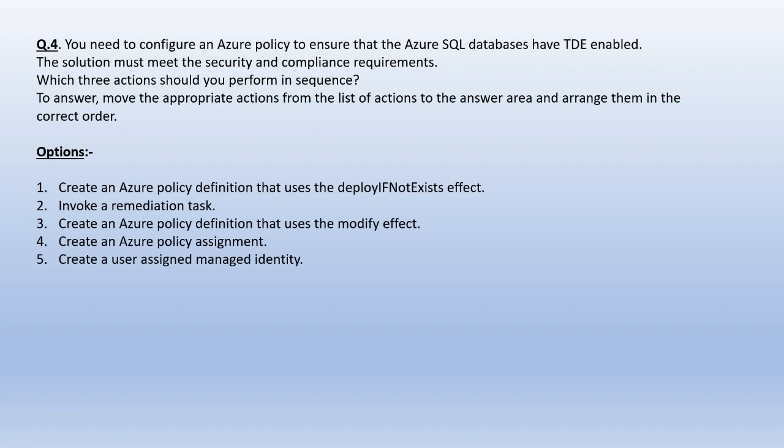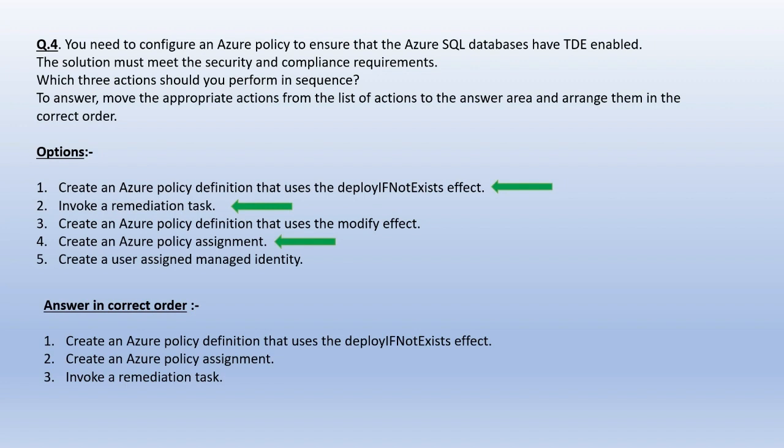The first option is create an Azure policy definition that uses the deploy if not exist effect. Second option, invoke remediation task. Third option, create an Azure policy definition that uses the modify effect. Fourth option, create an Azure policy assignment. Fifth option, create a user-assigned managed identity. Actually, you can answer this question without going through the case study as well, because this is a procedure kind of question: which thing you will perform in which order?